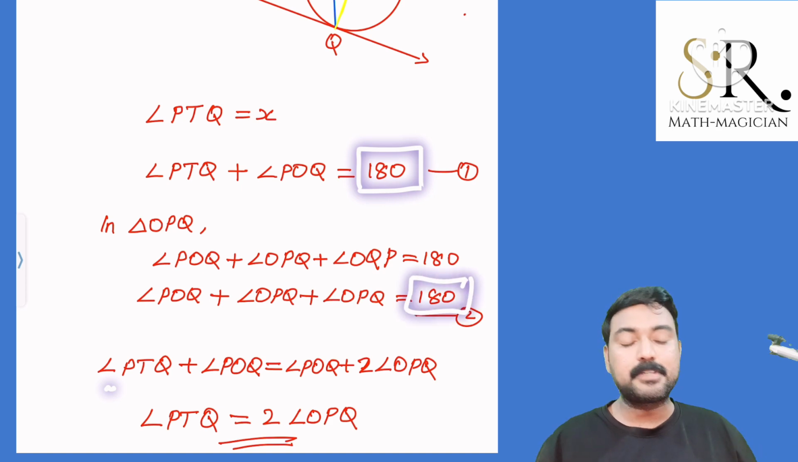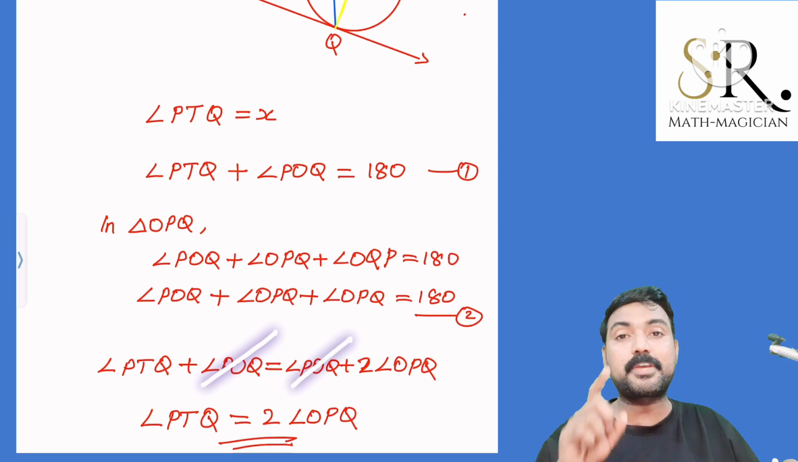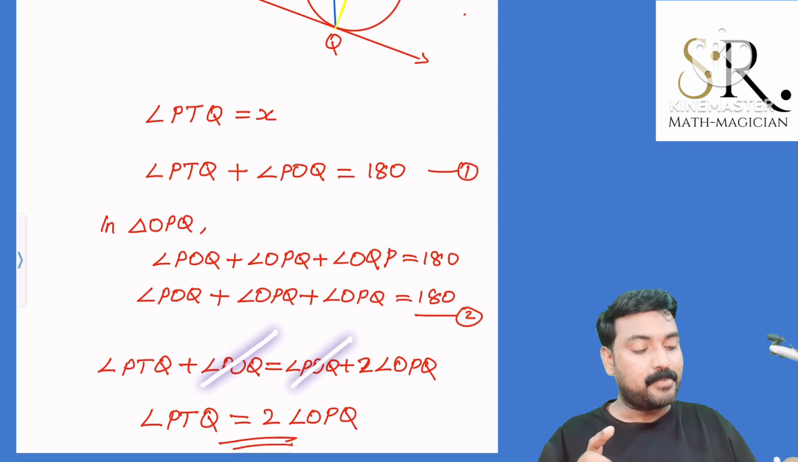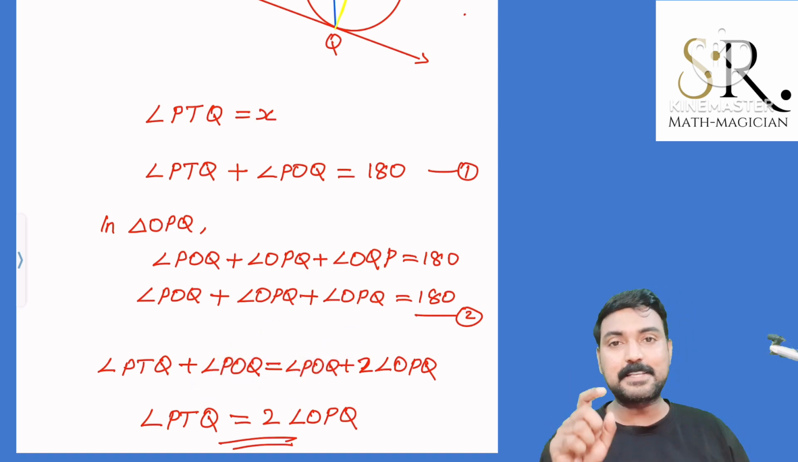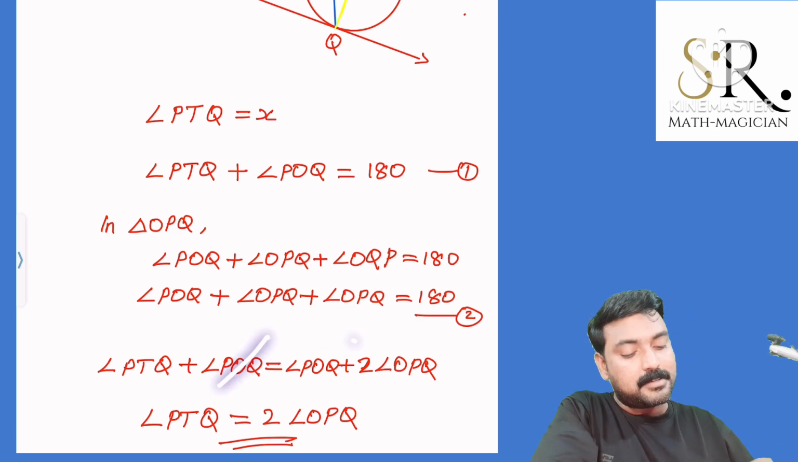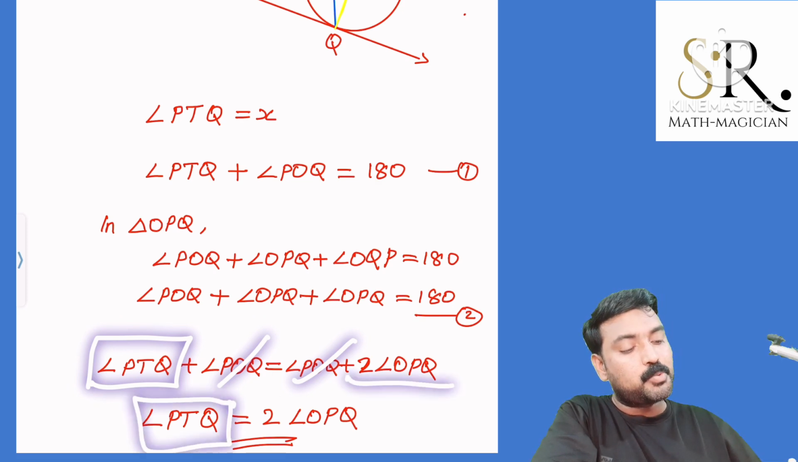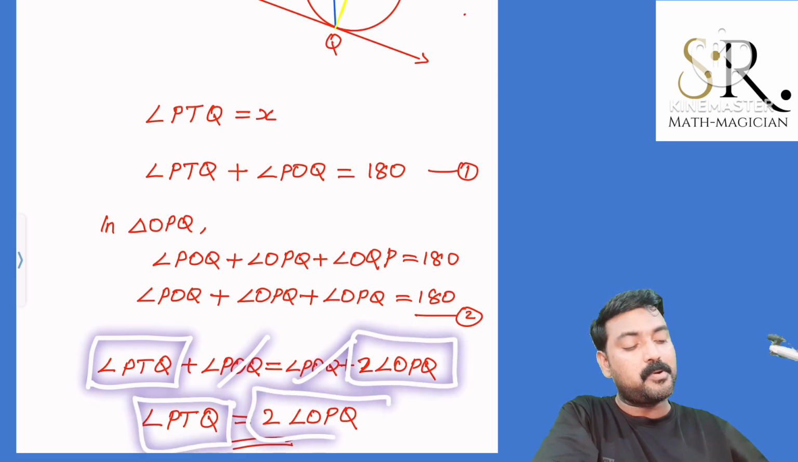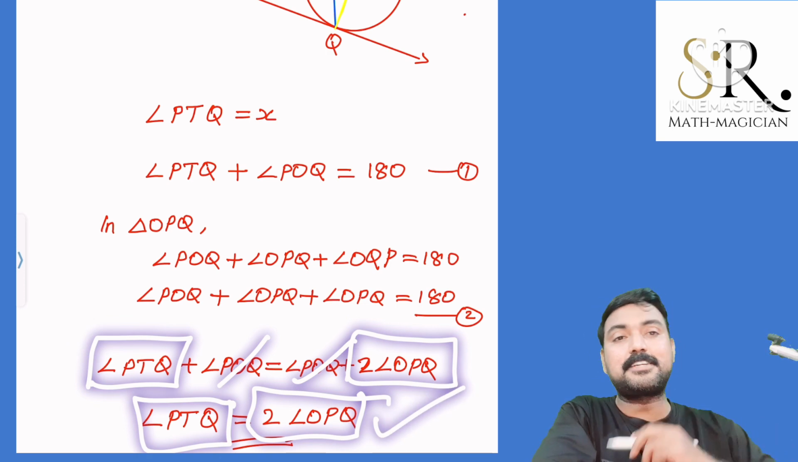Is it clear? Now look, here is POQ on the left side, and here also POQ. Both are the same, so we can cancel. Why? When we transpose, it becomes subtraction: POQ minus POQ is 0. Is it clear? Yes. Now, what is the balance? Angle PTQ is there, and on the right side 2 into angle OPQ. That is our answer, which we needed to prove. So we reached the answer.